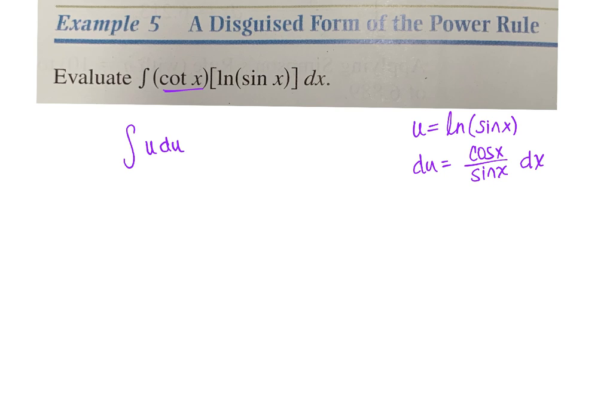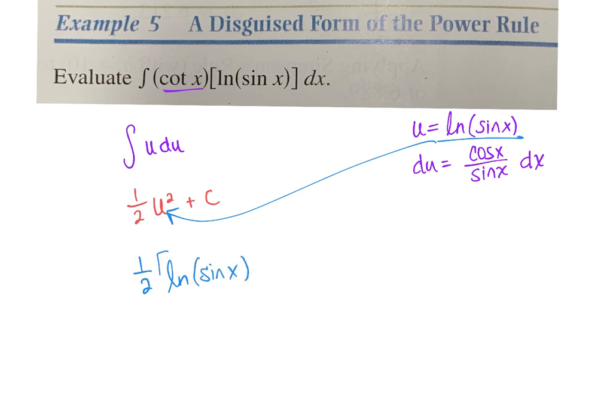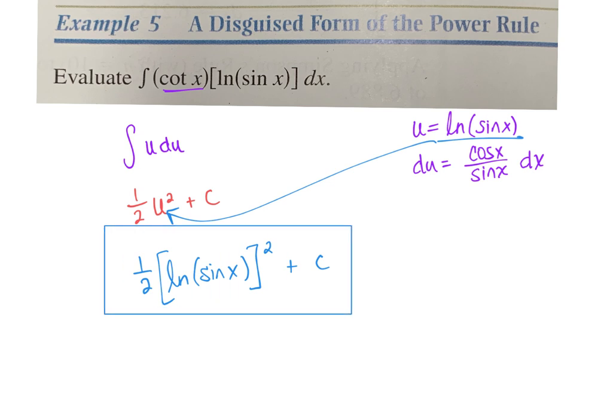Antiderivative of u, well, that's just u squared over 2, right? Or 1/2 u squared. And then if I substitute my u back in, 1/2 natural log of sine of x, and this guy is squared. That's way more intuitive to me than the other one. You naturally see that one a little bit easier.